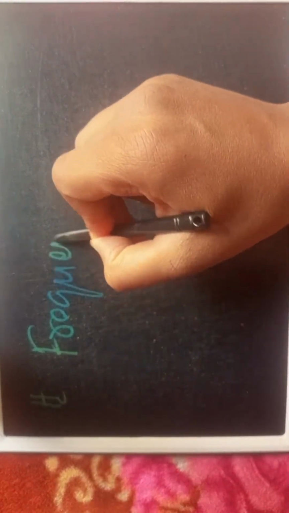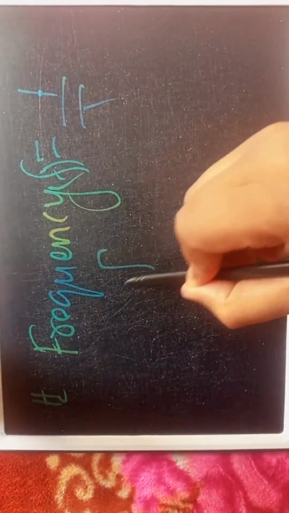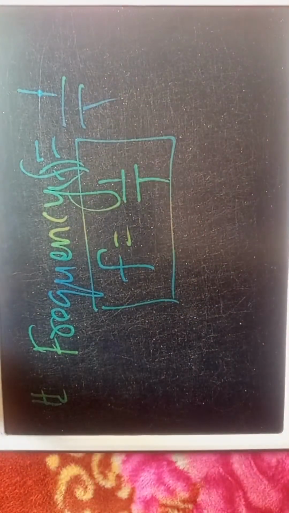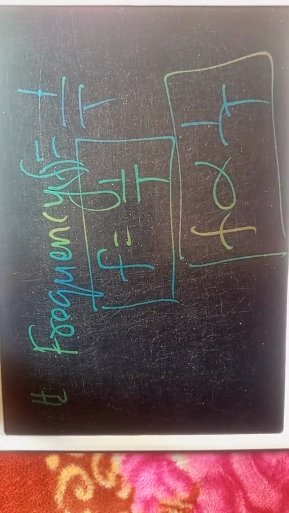Frequency. This is asked in class 10 entrance. What is frequency, that is f? Frequency is 1 by time period. So f is equal to 1 by t. You have to read frequency: 1 by time period, so f is inversely proportional to t.